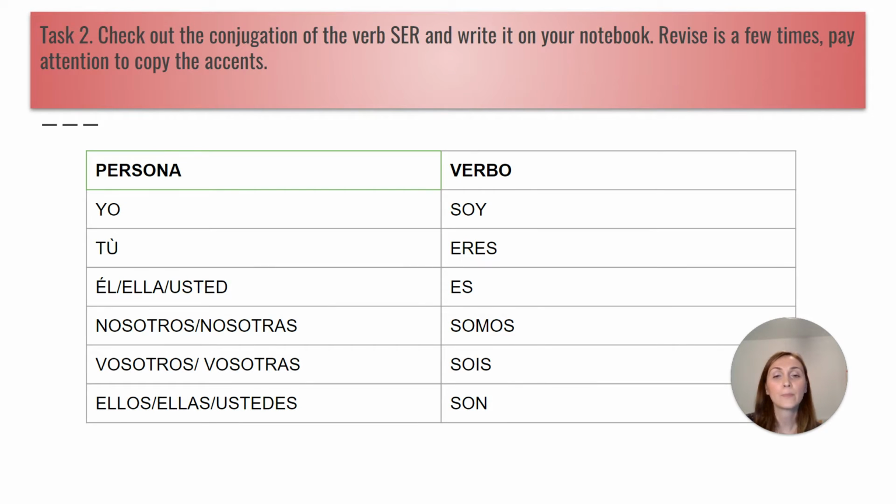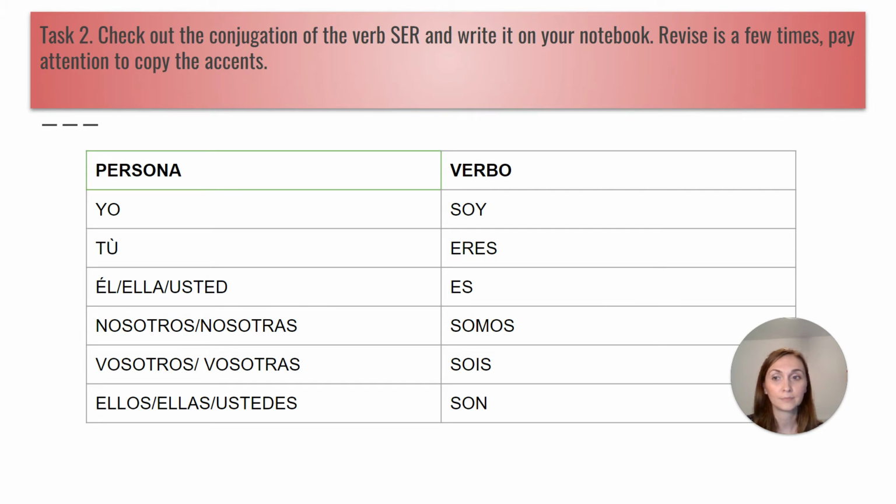Now, I'm going to go straight with the conjugation of the verb ser. You may or may not know it, but either way, please write it in your notebook, okay? Revise it a few times and pay attention to copy the accents because an accent can change the meaning of a word in Spanish. All right, so copy the table as it is.